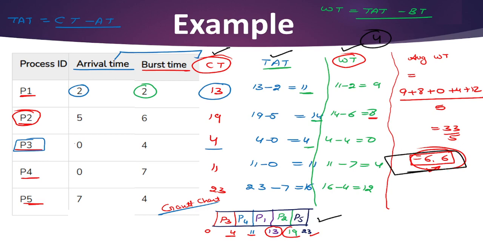So all these formulas are very important. When they ask the average turnaround time, you need to add all these values: 11 plus 14 plus 4 plus 11 plus 16 divided by 5, that is equal to 11.2 units. Okay, so I hope everything is clear to you.